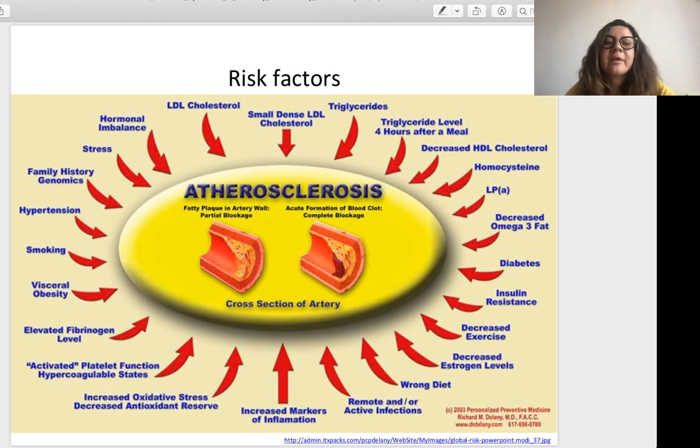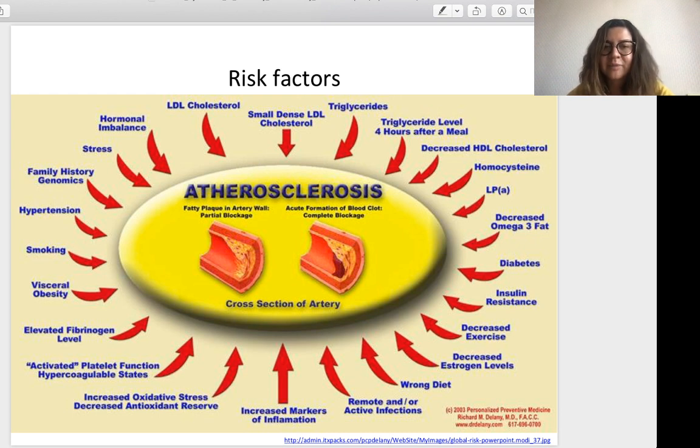Risk factors of atherosclerosis. You learned all of it in your pathophysiology. Let's repeat. It is the action of small dense LDL, low-density lipoprotein cholesterol. It is the action of triglycerides, the triglyceride level 4 hours after a meal. It is decreased high-density lipoprotein cholesterol. It is increased low-density lipoprotein cholesterol. It is an increased level of homocysteine.